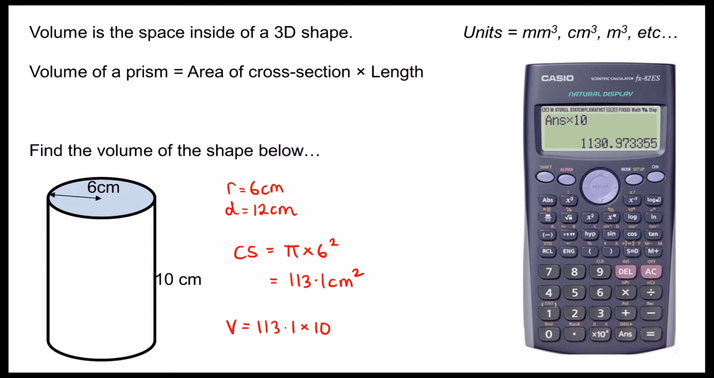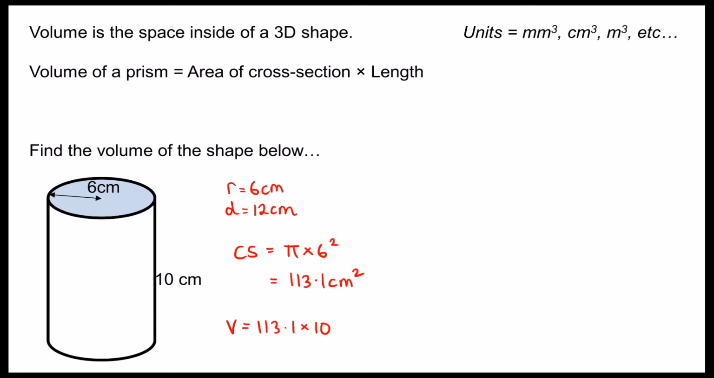When I round to 1 decimal place, this gives me 1131.0 to 1 decimal place. So therefore I can say my volume is 1131.0 centimeters cubed.